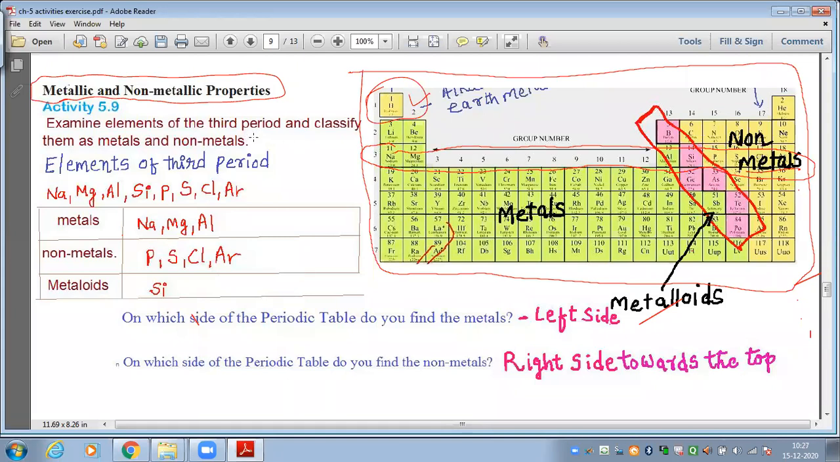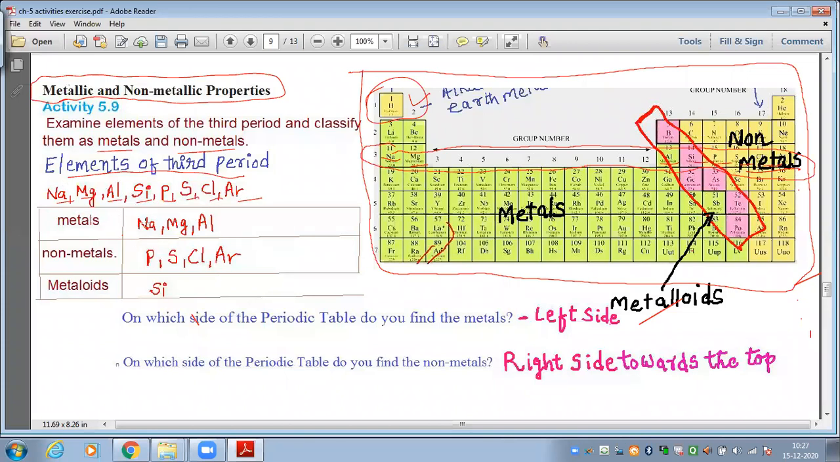Examine the elements of the third period and classify them as a metal and non-metal. So we just need to classify these elements as a metal and non-metal. Elements of the third period are sodium, magnesium, aluminium, silicon, phosphorus, sulfur, chlorine and argon.